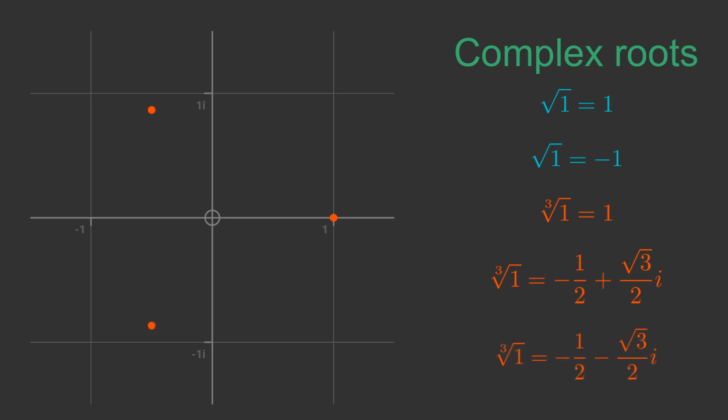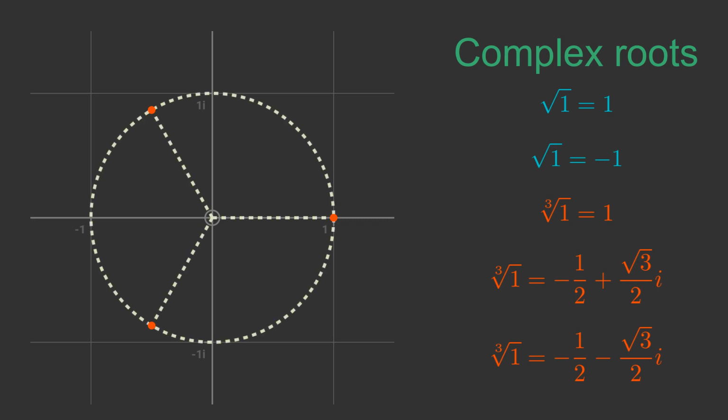The same is true of minus a half minus root 3 over 2 times i. This is also a cube root of 1. This root has an x value of minus a half, the real part, and a y value of minus root 3 over 2, the imaginary part. As you can see, all 3 roots are on the unit circle. They are equally spaced around the circle.